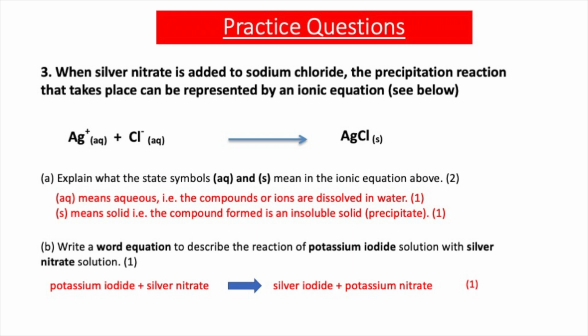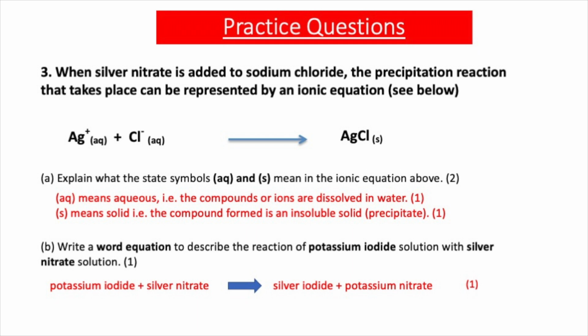So question 3 is saying that silver nitrate is added to sodium chloride and a precipitation reaction takes place, and it's asking you for the meaning of the state symbols (aq) and (s), and there's 2 marks for this. Now (aq) means aqueous, i.e. the compound or ions are dissolved in water. 1 mark for that. And the (s) means solid. So this means that the compound formed is an insoluble solid or precipitate.